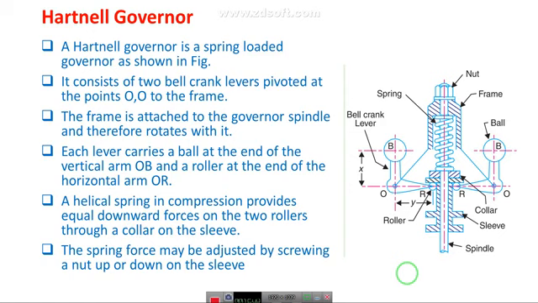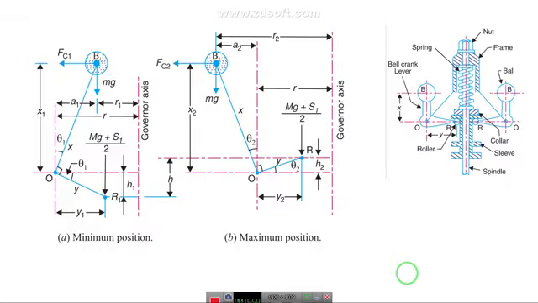A helical spring in compression provides an equal downward force on the two rollers through the collar of the sleeve. The spring force may be adjusted by screwing a nut up or down on the sleeve. So here we have two conditions: one is the minimum position condition and the other is the maximum position condition, and the spring forces and all those things we have to consider for this governor.